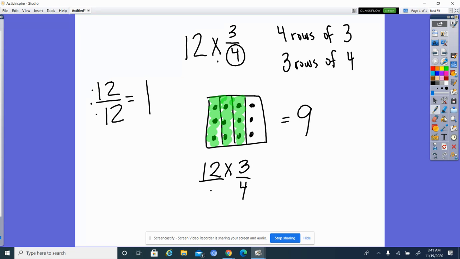Hold it up with your finger if you know what it is. Good. I see lots of ones. Is 12 divided by 12 1? Yes. So anytime I need to make a whole number a fraction, what do I put it over? 1. If I put it over 12, it now equals 1.